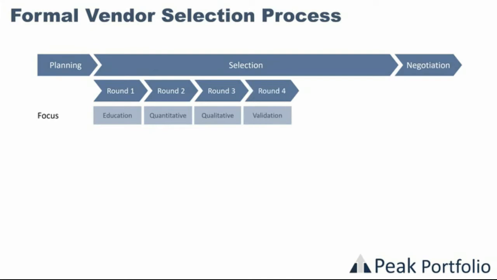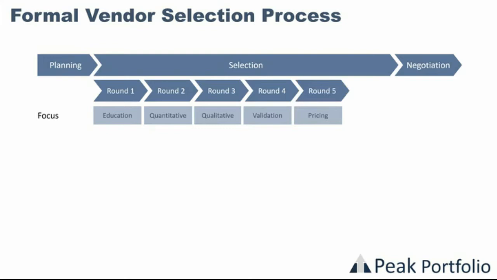Round 4 is focused on validation. It's an optional round, and that would typically be used if during rounds 1 through 3 you realize that you need to test and validate some of the things that the vendors are saying. And that might be done in a production pilot, it could be done in a conference room pilot, or maybe it's benchmarking at a testing facility.